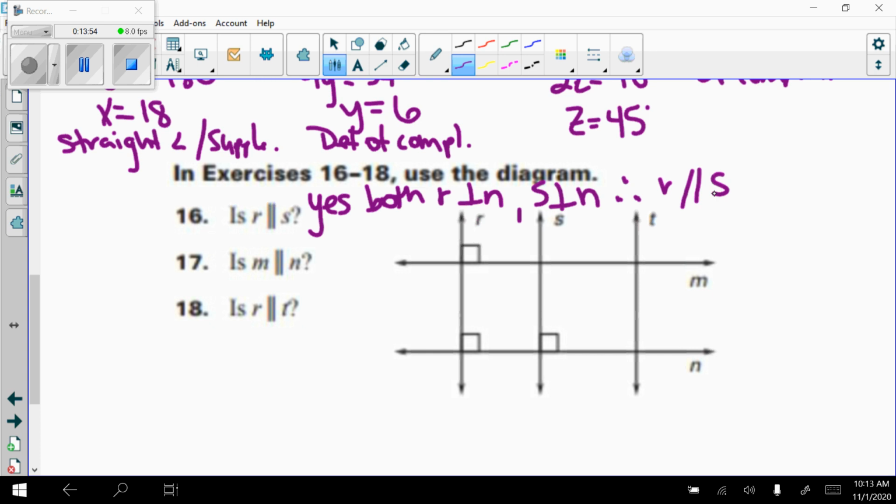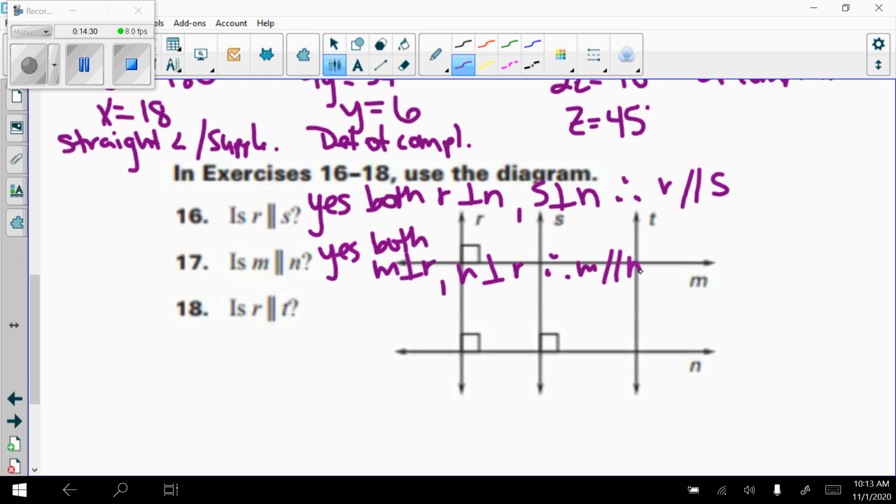Question 17 asks, is M parallel to N? So now it wants to know, are M and N parallel? I look and I see that M is perpendicular to R, but so is N. So again, this is yes, because both M and N are perpendicular to R. Therefore, M is parallel to N. They're both perpendicular to the same line, so they have to be parallel to one another.